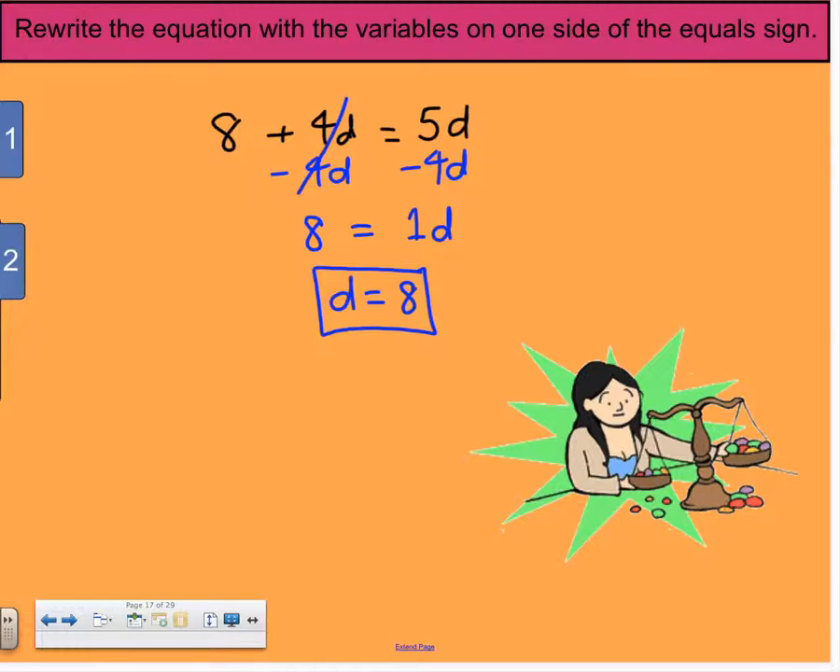We can double check this by taking 8 and putting it back up into the original equation. Okay? So if I check the left side of the equation, I know that 4 times 8 is 32. 32 plus 8 does in fact equal 40. If I check the right side, I need 5 times 8, and that equals 40 as well. So we have figured out that our two sides are equal, therefore we're good to go. All right, that was the first example.